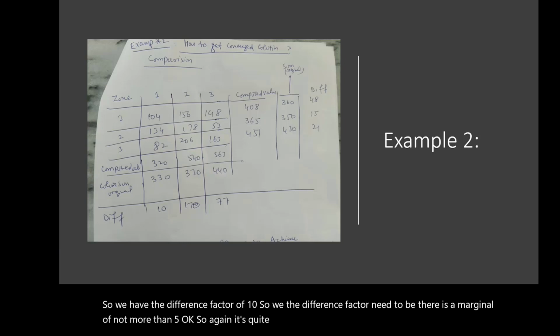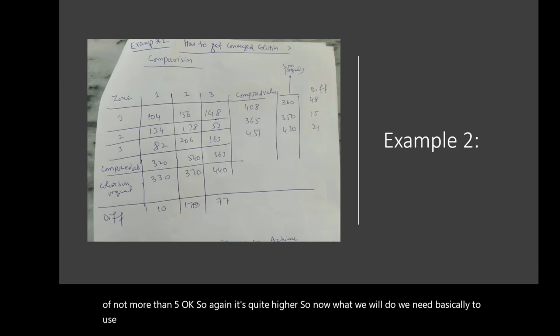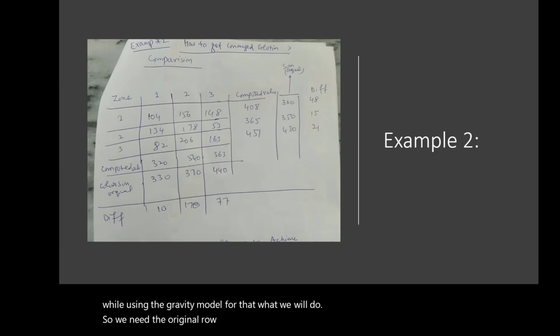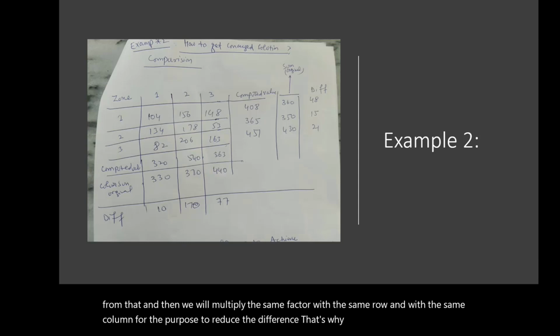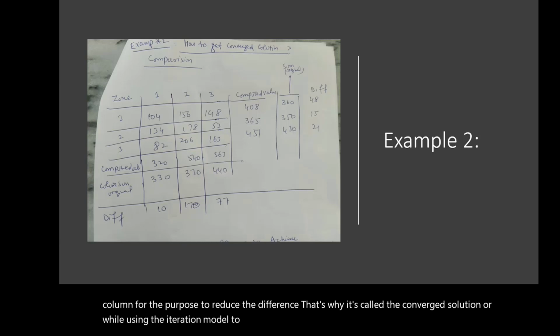So now what will we do? We need to use the iteration model to reduce the difference to achieve a converged solution while using the gravity model. For that, we need the original row sum or column sum divided by the computed value. So we will get a factor from that, and then we will multiply the same factor with the same row and with the same column for the purpose of reducing the difference. That's why it's called the converged solution, or using the iteration model to achieve the converged solution.